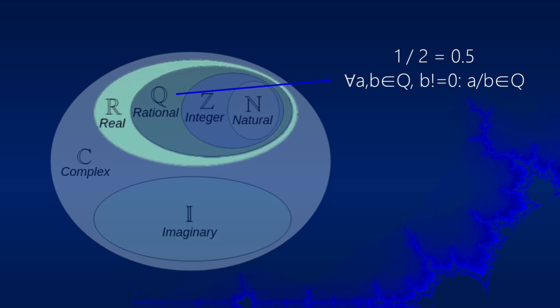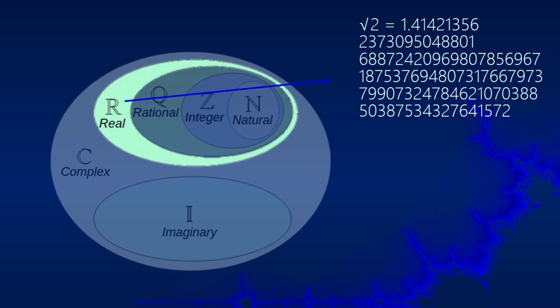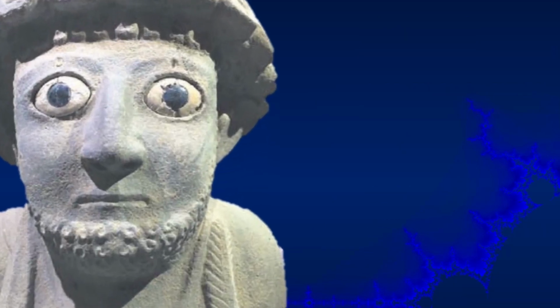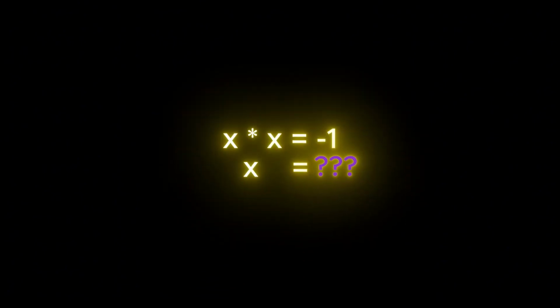With square roots, we can create irrational numbers. Square root of 2, for example, cannot be expressed as a ratio and has infinite, non-repeating, quasi-random digits behind the comma. The Greeks denied the existence of these numbers. Can you think of a new set of numbers now using what we have? Of course, square roots of negative numbers. No number times itself can yield a negative result. This is where imaginary numbers come in.